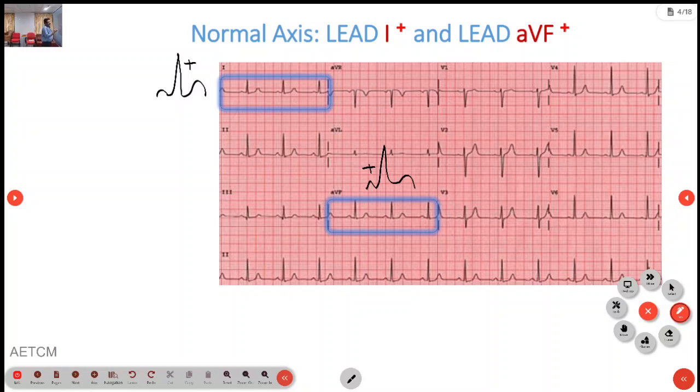Instead of taking aVF, you can even take lead 3 also. The same change you can see here. So both 1 and 3 will be positive deflection. Both will be positive. That is normal axis.